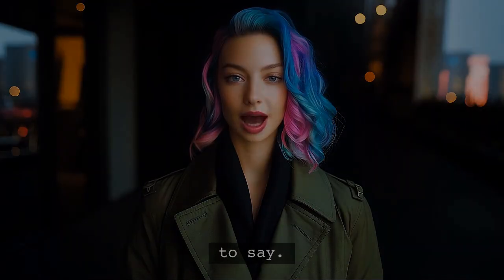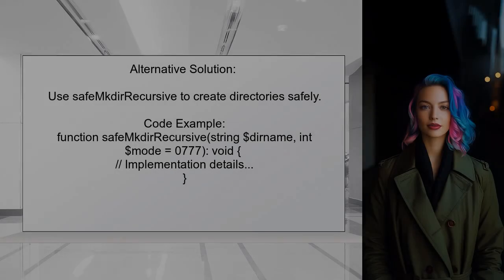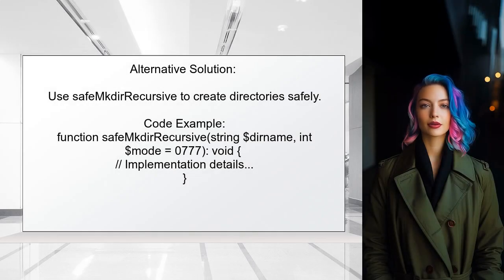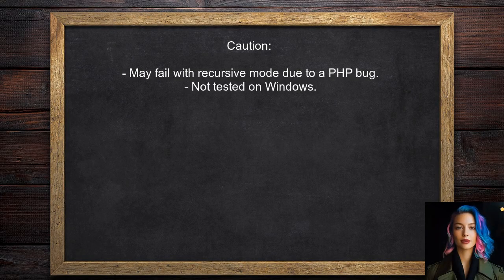Let's see what someone else had to say. An alternative solution comes from a user who suggests using a safer version of the mkdir function to avoid race conditions. They mention a specific implementation called safe_mkdir_recursive, which creates directories without running into issues, even when using recursive options. However, they caution that this method can fail when using recursive mode due to a long-standing bug in PHP. They also note that they haven't tested this solution on Windows.